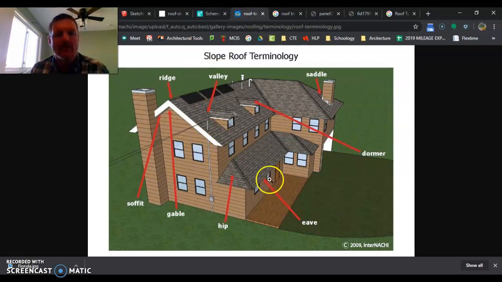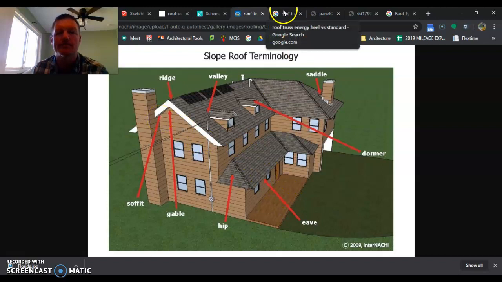A couple different things that we're talking about here. The overhang is sometimes called the eaves, dormers coming out of the roof. Here's a hip, here's a gable. The top is a ridge. Where two roofs come together and they form a crease, it's a valley. And that kind of gives you an idea there. The soffit is underneath that eave there, or the overhang.